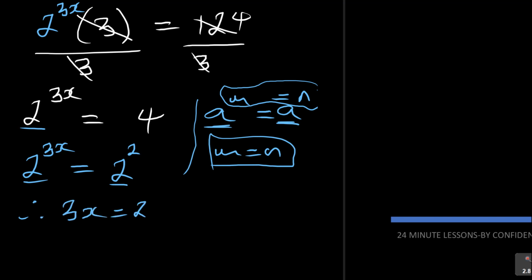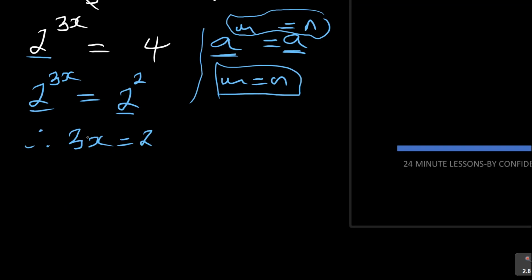I'm still not done. I'm solving for x. 3 times x, the opposite of multiplication is division. Divide by 3, divide by 3. There is my x now. x is 2 over 3.